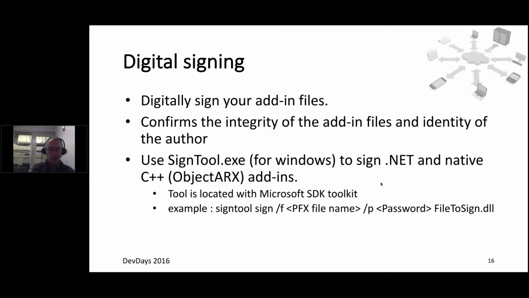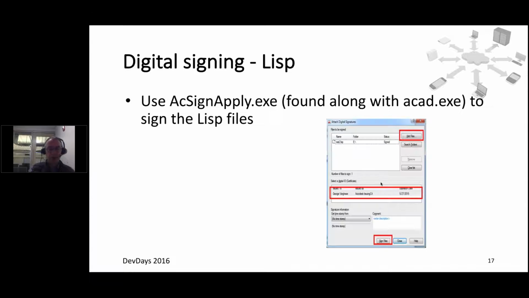And there's Windows tools for signing those if you have .NET or C++ APIs. You can also sign Lisp APIs. So in the AutoCAD installation directory, we have this AC sign apply.exe, which you can actually use to sign Lisp files as well. And if you don't have a signed Lisp file, as I said, AutoCAD will warn the user that there's an unsigned Lisp file being loaded.